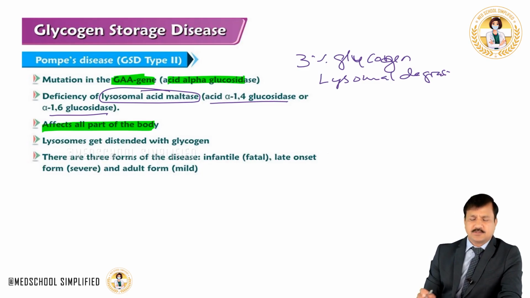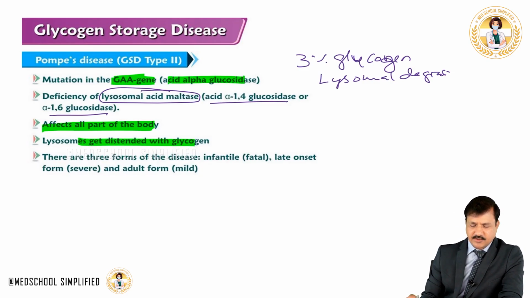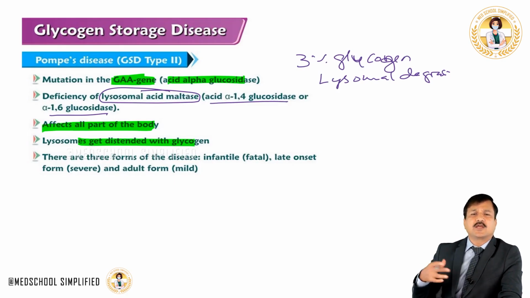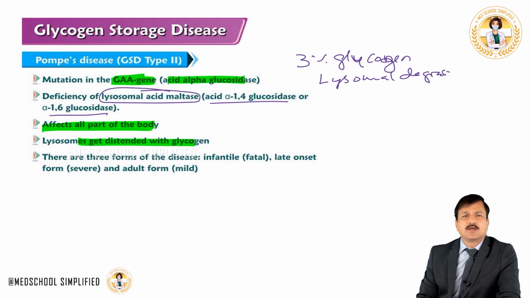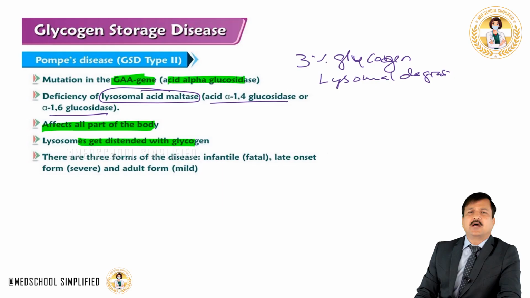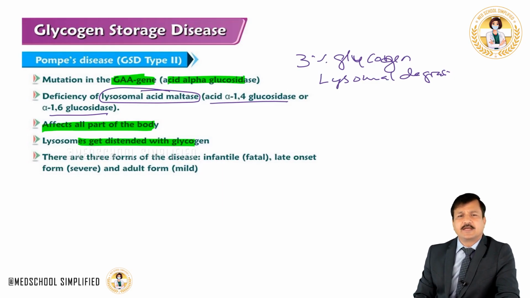Now the lysosomes will get distended with the glycogen because glycogen degradation is not going on properly. So glycogen continues to build up as the age increases, and thereby the severity of the disease will increase.